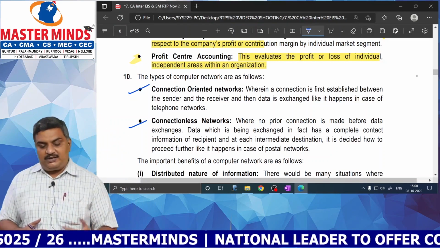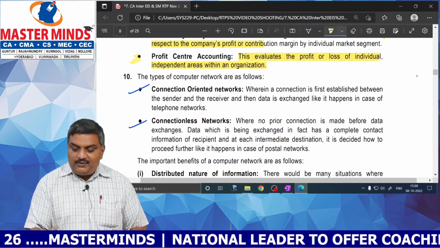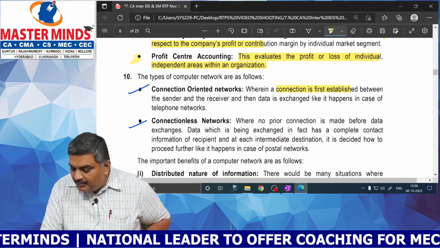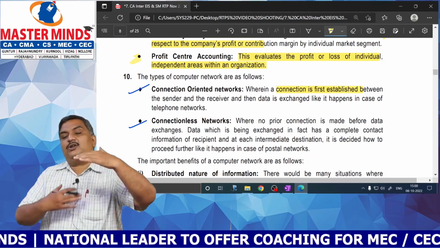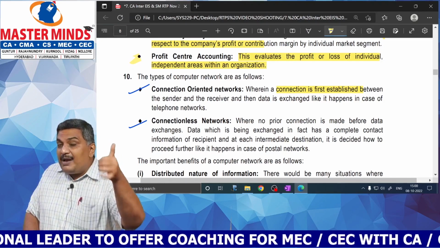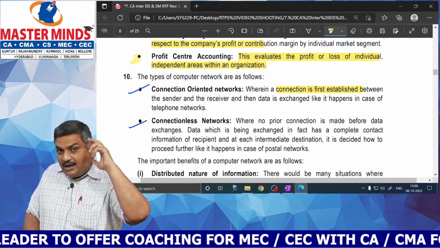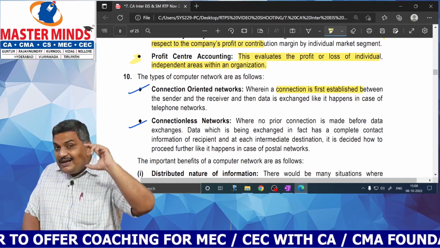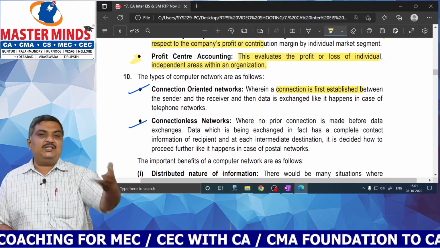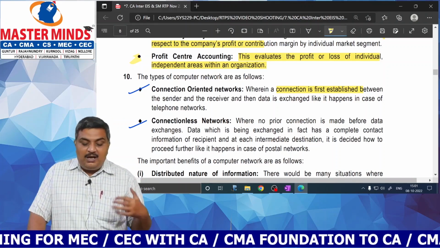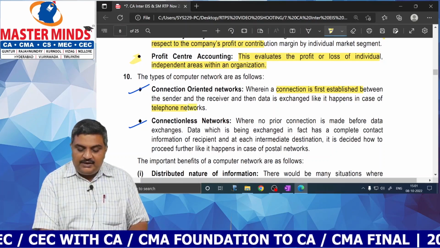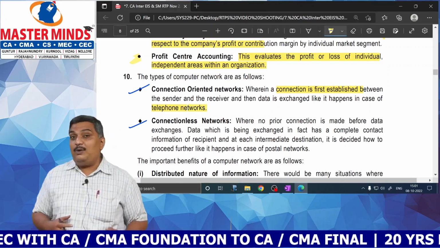What is connection oriented network? In order to communicate with other device or the other individual, what you have to do? A connection is established first. First you have to establish a connection. That is, whenever you make a call to a person, first of all you give them a call and the other person should respond, and now a dedicated line is established between you and the other person, and now you can communicate. This is the best example of connection oriented networks, like it happens in the case of telephone networks.